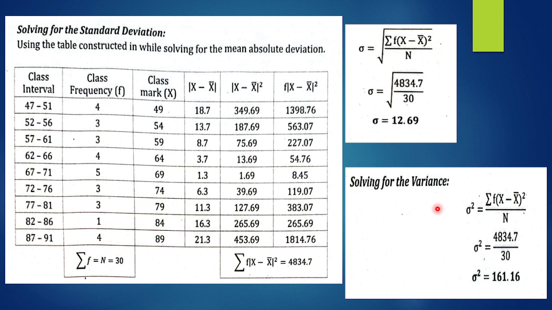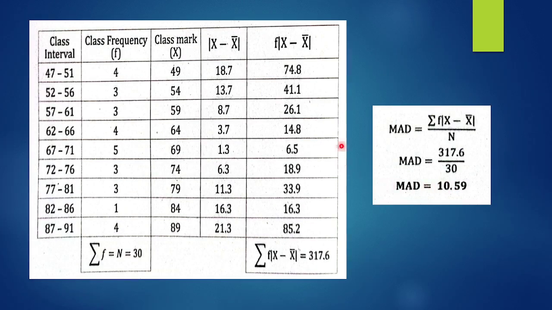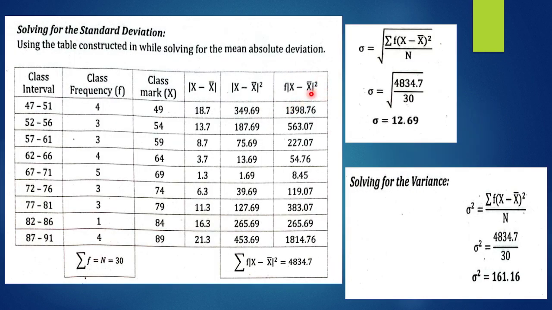Now, solving the standard deviation uses the table constructed while solving for the mean absolute deviation. So, it's really the same. Okay? Look at this one. There is the f multiplied by the absolute value of x minus mean. There is now a squared, guys. Okay? This one is right, the summation of this one, but without the square. How about when there is a square? And then there is the frequency, multiplied to the frequency.